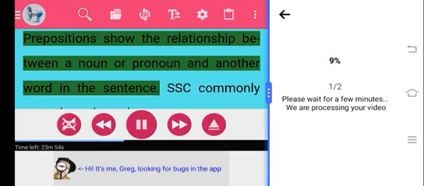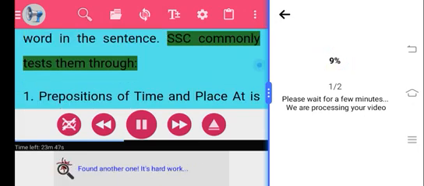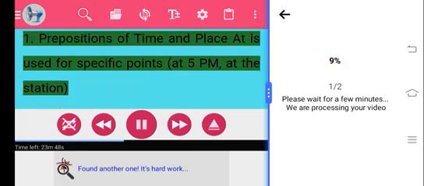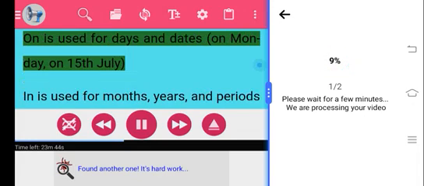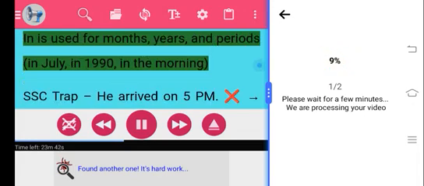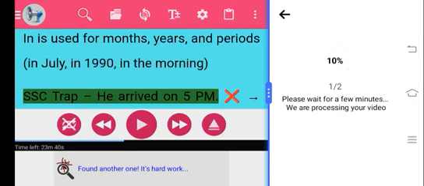Prepositions show the relationship between a noun or pronoun and a word in the sentence. SSC commonly tests them through: 1. Prepositions of time and place. At is used for specific points: at 5 p.m., at the station. On is used for days and dates: on Monday, on the 15th of July. In is used for months, years, and periods: in July, in 1990, in the morning.